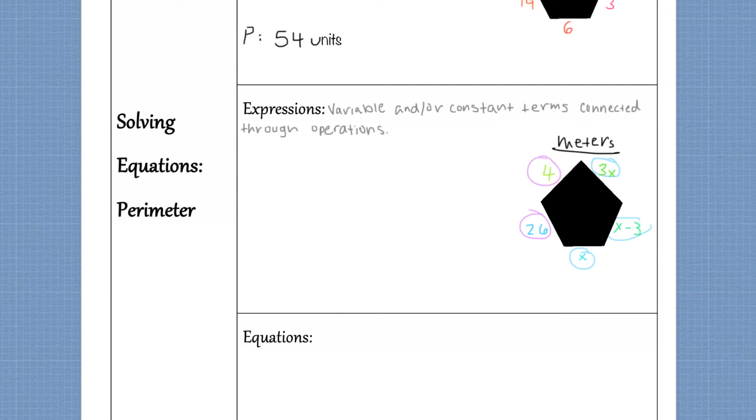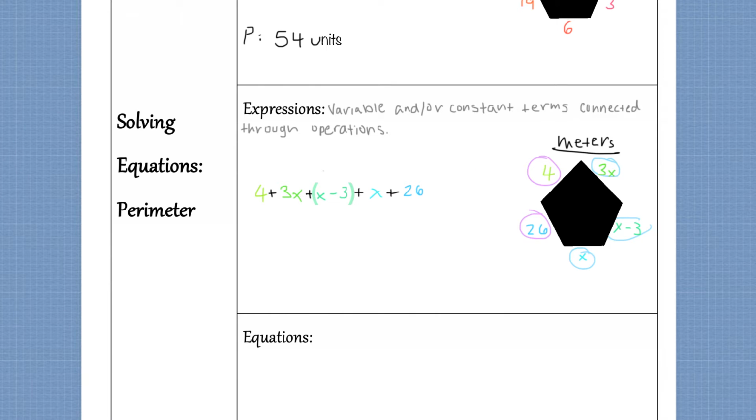And so to write the expression for the perimeter of this pentagon, we're just going to add everything up. So it would be the sum of 4, 3x, (x minus 3), x, and 26. Now you might have noticed that I put a parenthesis around x minus 3. This is because x minus 3 is a binomial with multiple terms whose length is equal to one side of the pentagon, so we want to keep the entire binomial together in our work. And we do that by enclosing it with parentheses.